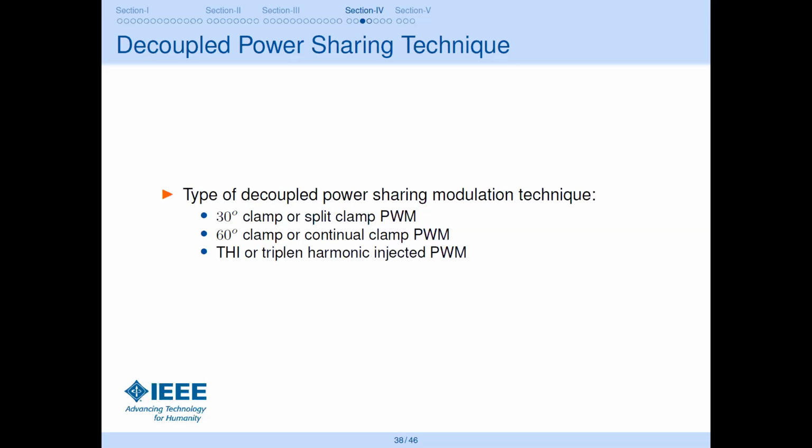The types of PWM technique which can be used for this decoupled power sharing logic can be the 30-degree clamp, which is also known as split clamp PWM, the 60-degree clamp, which is also known as continuous clamp PWM, and THI, which is triple harmonic injected PWM. And just to let you know, the 60-degree clamp or the continuous clamp PWM has already been patented by some of the automobile industries in North America. So as I mentioned, it's been extensively researched and maybe implemented in a few years, hopefully.